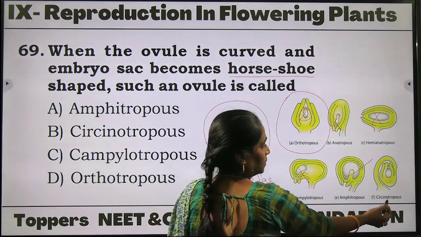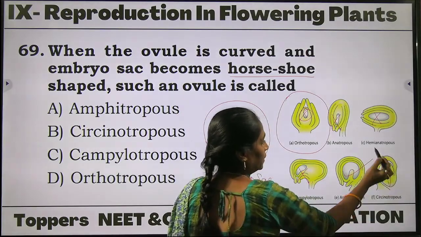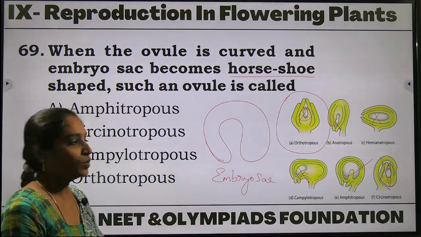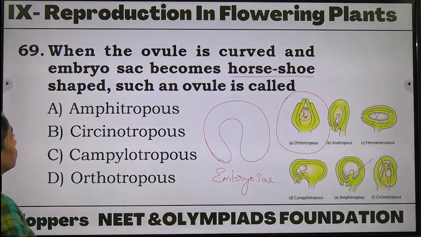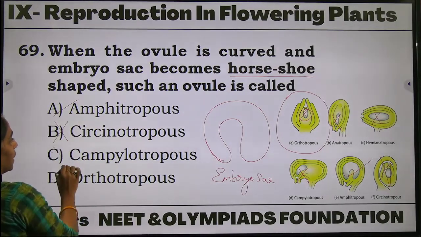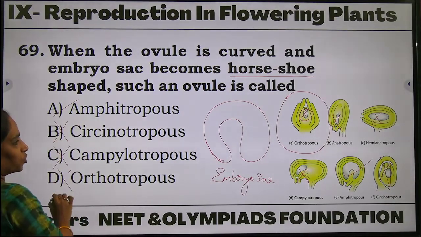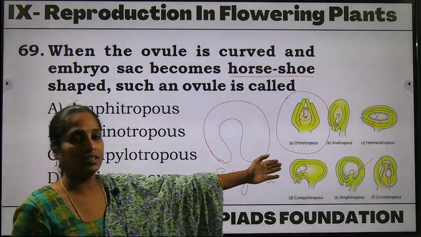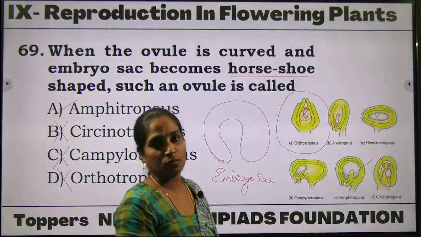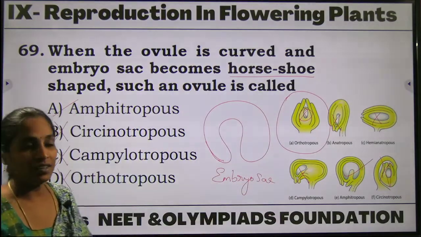Is it circinotropous? Exactly wrong. Out of these options, which one will be the correct one? The amphitropous ovule, not the circinotropous, campylotropous or orthotropous, as we have seen in the image. So amphitropous will be the correct option, but not the remaining ones.